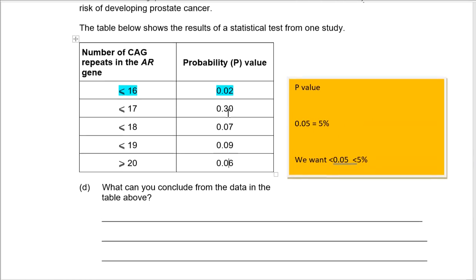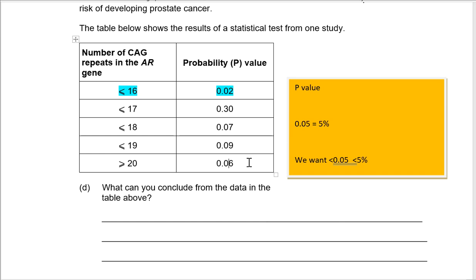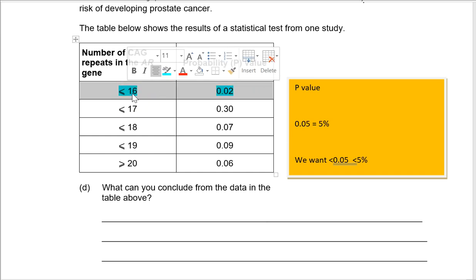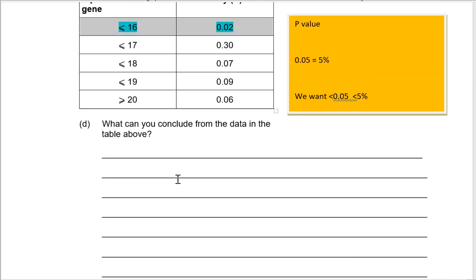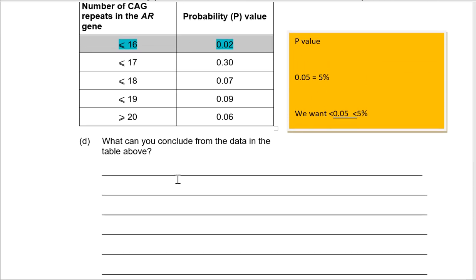So you have to understand this probability. What can you conclude from the data? From the data, I can see that only the first column, 16 or less, is less than 0.05. Everything else is more than that. So have a pause and see what you can write for 3 marks before I show the mark scheme.